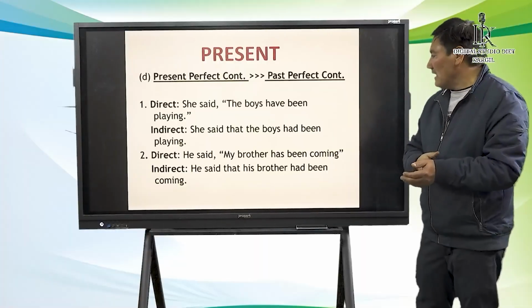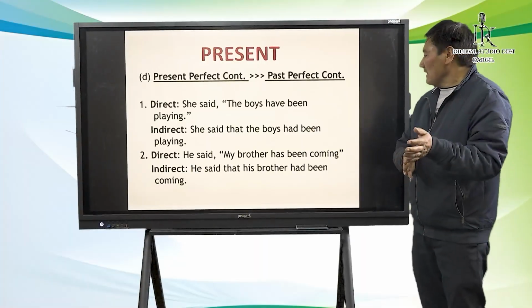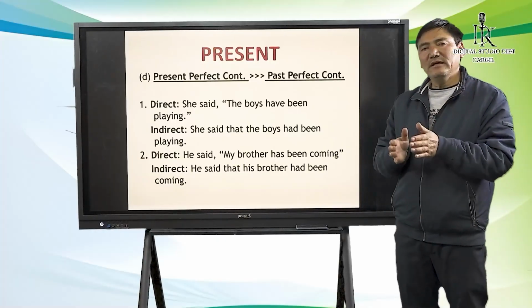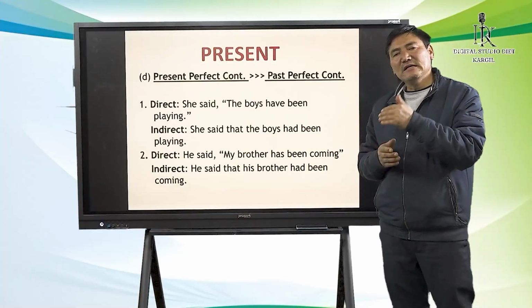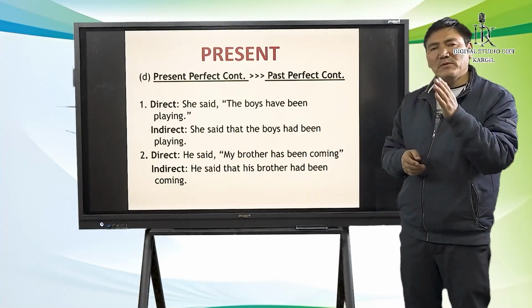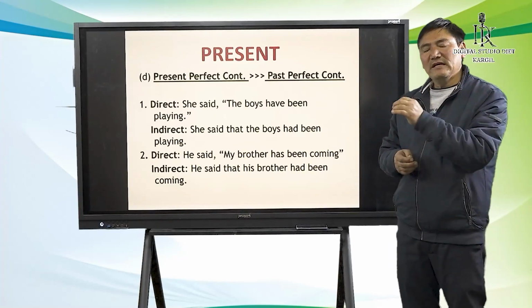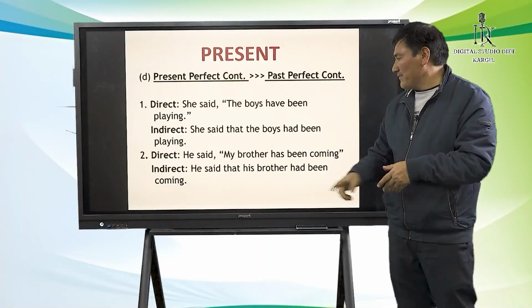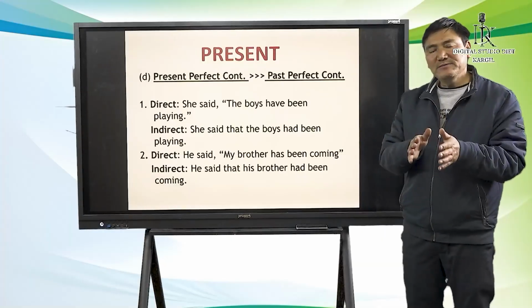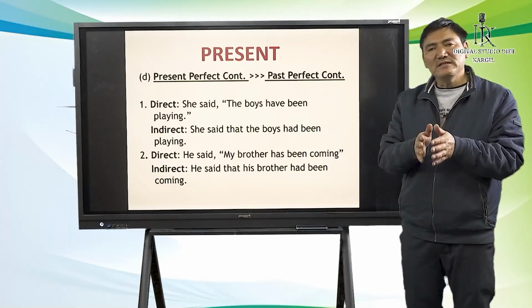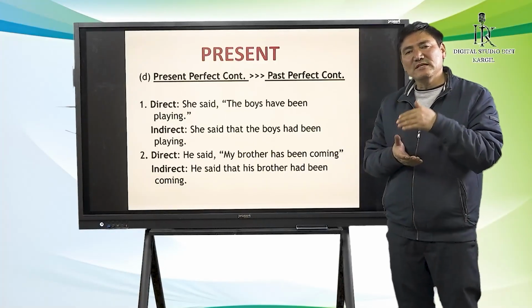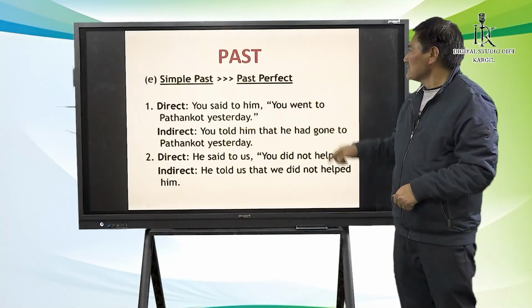Okay. Second example, he said, my brother has been coming. Here, has been coming is in the present perfect continuous tense. It will change into past perfect continuous tense while writing in the indirect form. Indirect: he said that his brother had been coming. Has been coming or have been coming will be changed into had been coming. That is, present perfect continuous will change into the past perfect continuous.